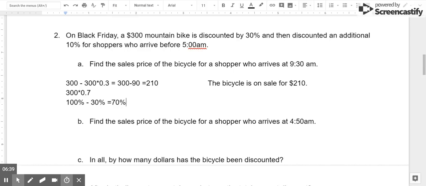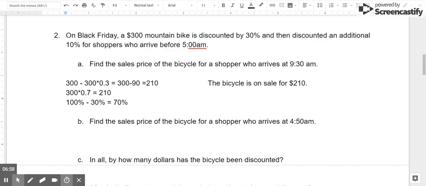We're allowed to subtract there because we're talking about the same whole. Both of those times, when we talk about the whole, we're talking about 300. So it's okay that we subtracted those percentages. That'll give us the same answer of 210.